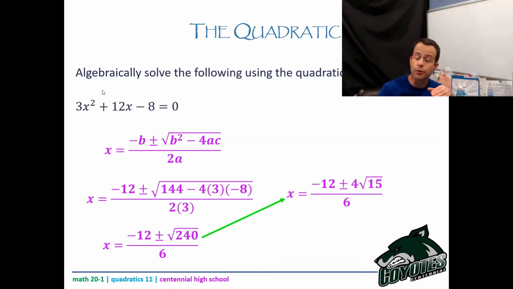Now, when I look at those three numbers, everything's divisible by 2. So I'll simplify it to x equals negative 6 plus or minus 2 root 15 all over 3.